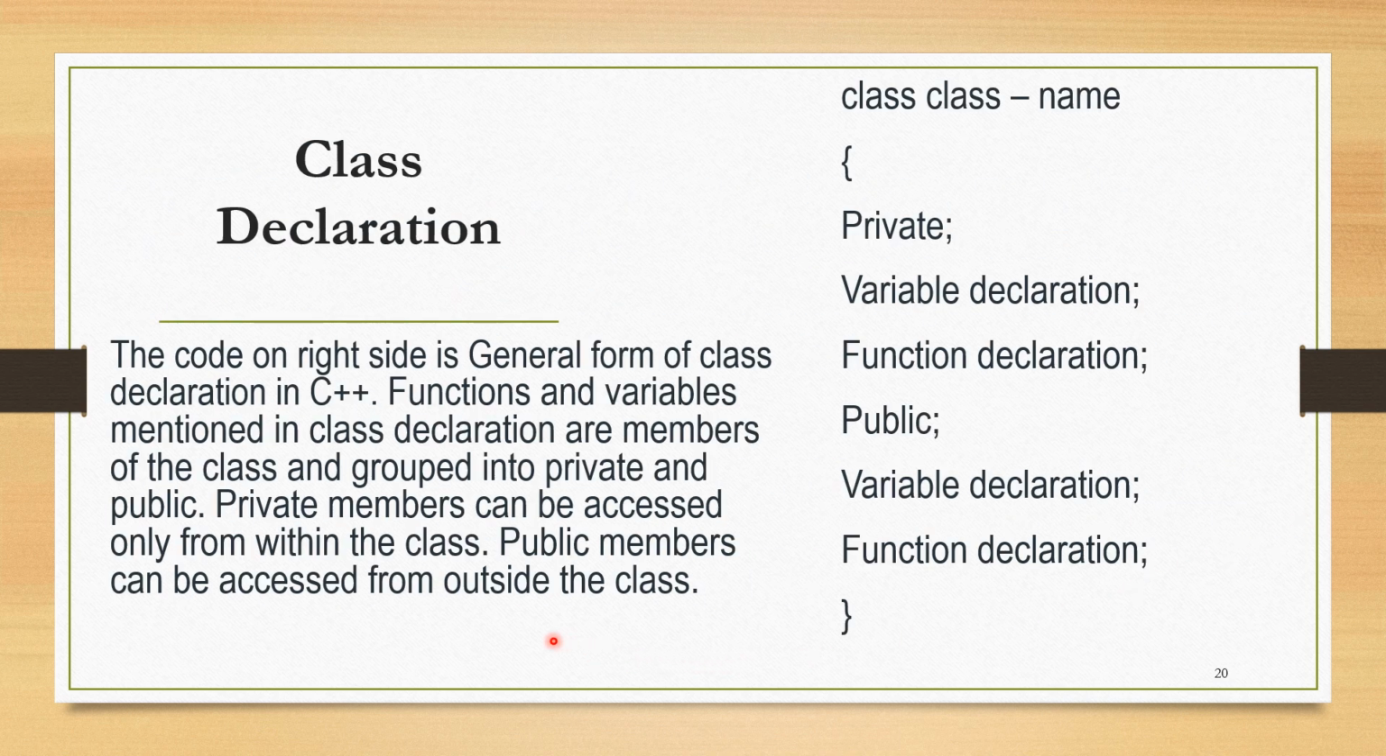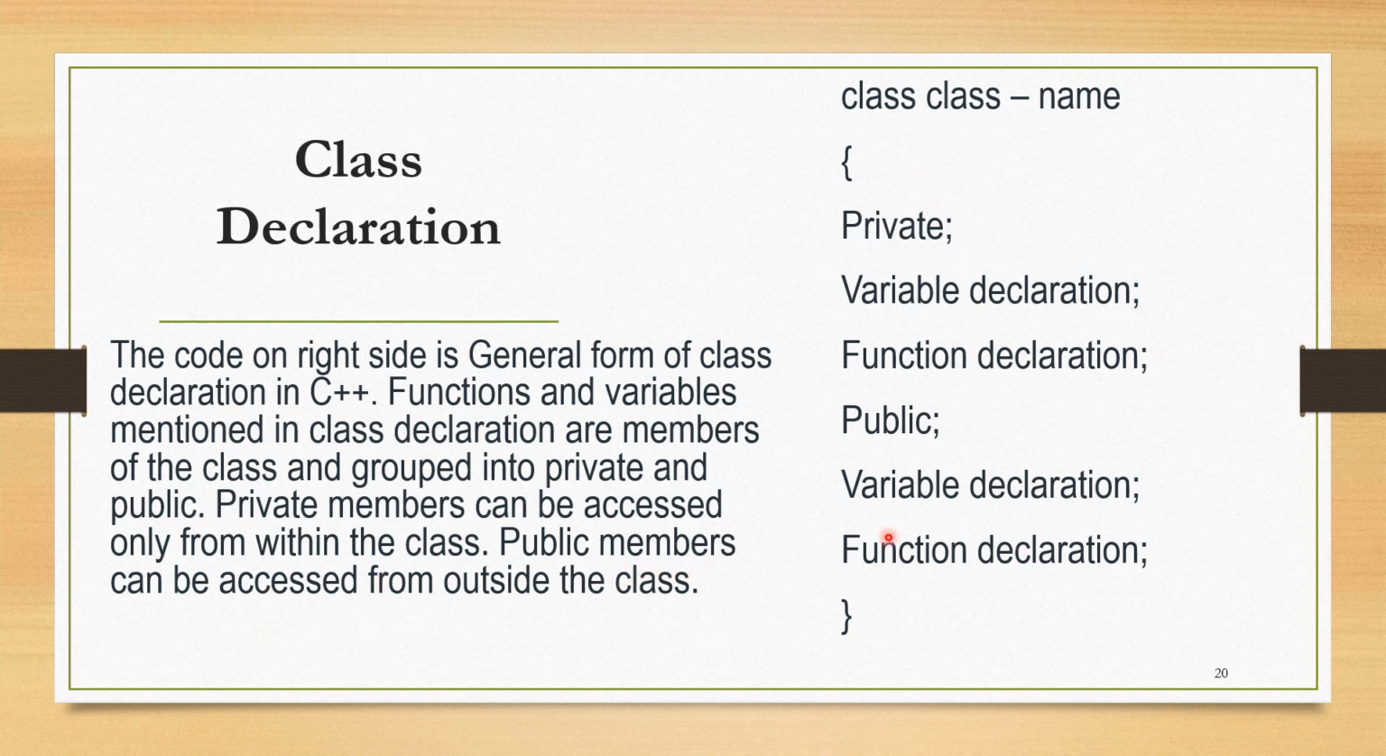So how are classes defined in C++? Class declaration. The code on the right side is the general form of class declaration in C++. This is the format for defining a class. Functions and variables mentioned in the class declaration are members of the class and are grouped into private and public. Private members can be accessed only from within the class. Public members can be accessed from outside the class.